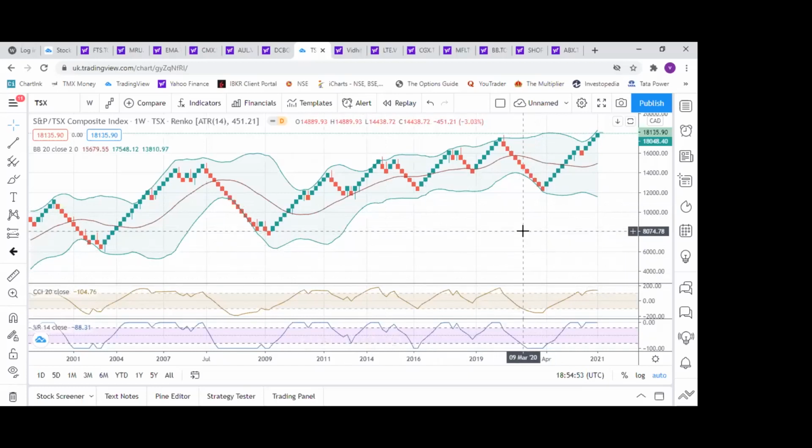So I've used Bollinger Bands, I've used RSI, CCI, I've used mid Bollinger Bands, I've used double EMAs, I've used a candle chart.